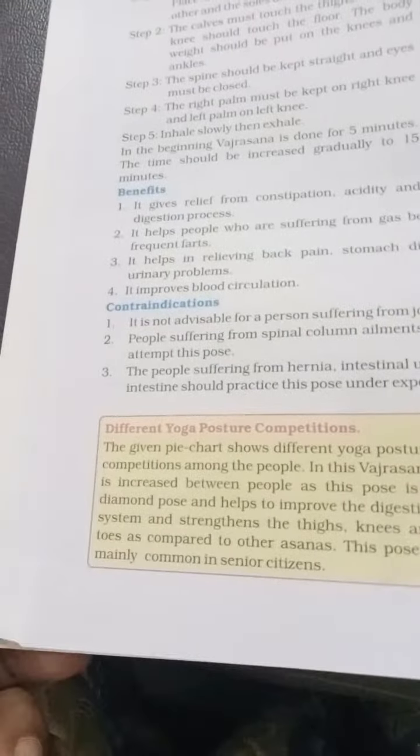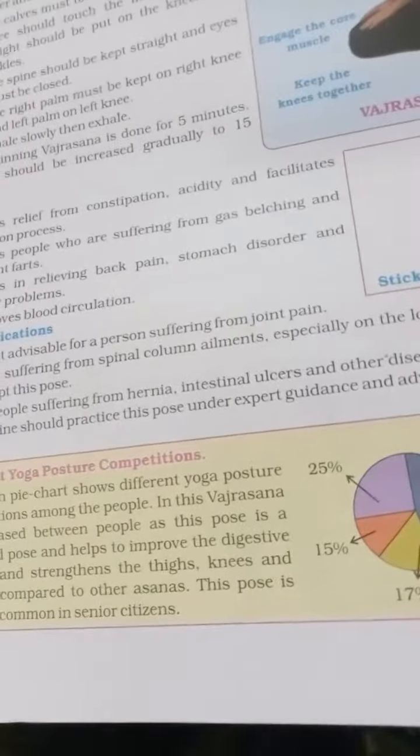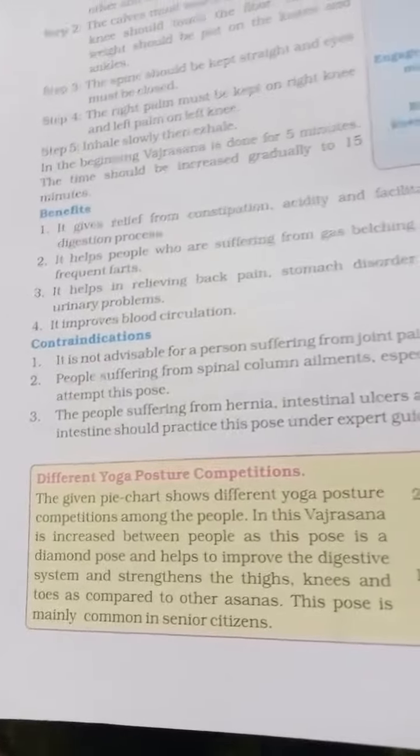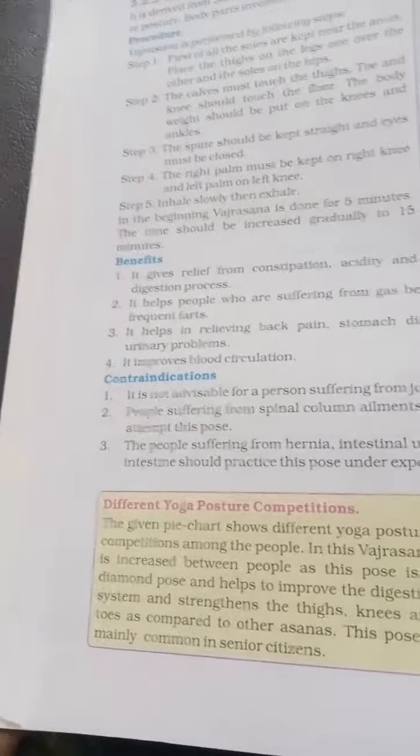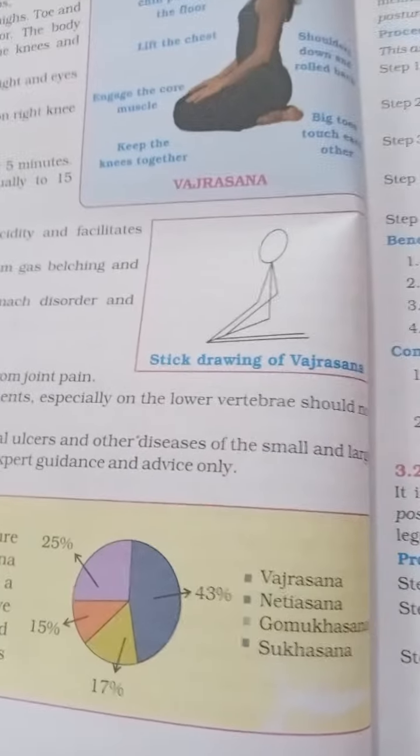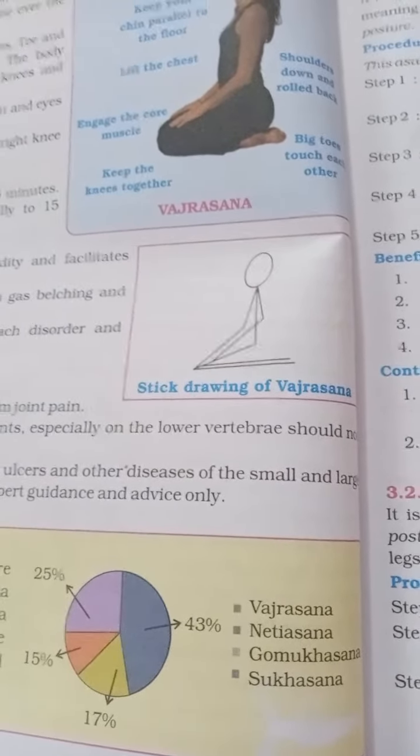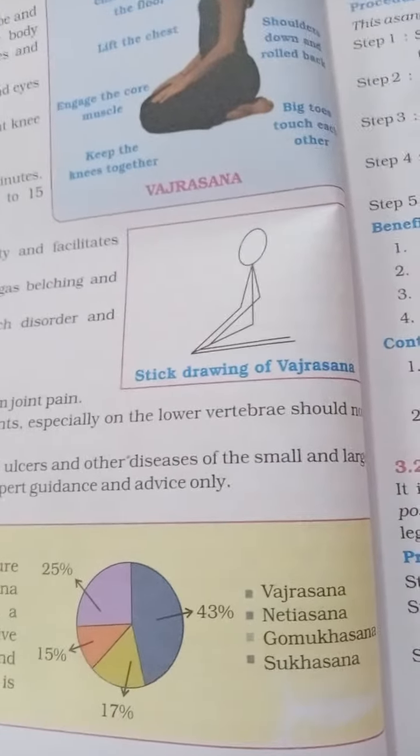Vajrasana is increasing among people as this pose is a diamond pose and helps to improve digestion. It strengthens the thighs, knees and toes as compared to other asanas. This pose is mainly common in senior citizens. So the Vajrasana is more common. That is, 43% of the mass people prefer doing Vajrasana.